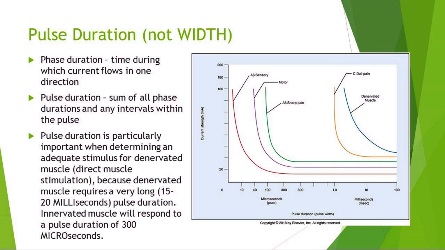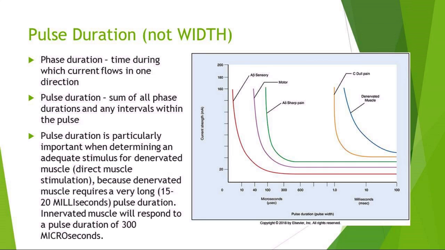So pulse duration is particularly important when we're going to determine what is an adequate stimulus for direct muscle stimulation for muscle that isn't innervated. Denervated muscle requires a really long pulse duration. Innervated muscle will respond to a pulse duration of 300 microseconds, but denervated muscle needs milliseconds, so 3 orders of magnitude different.